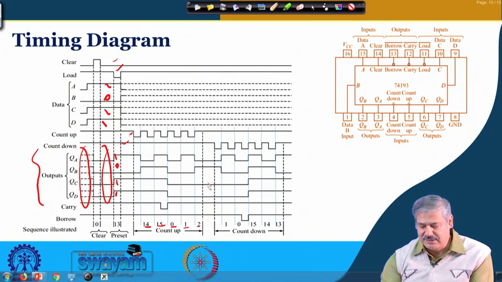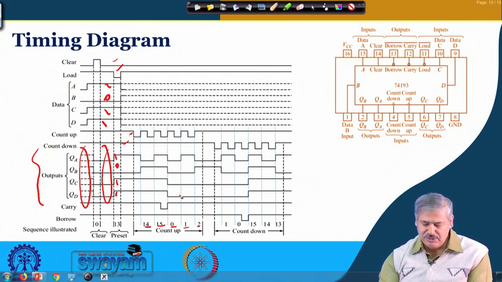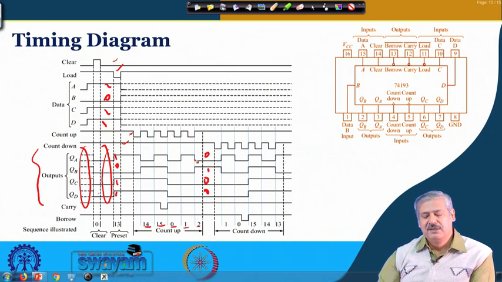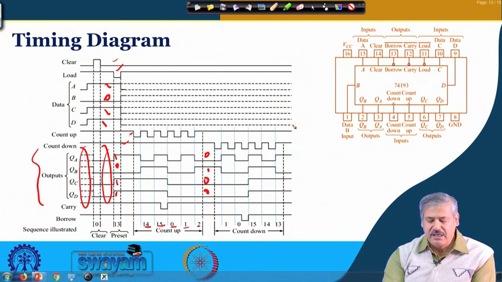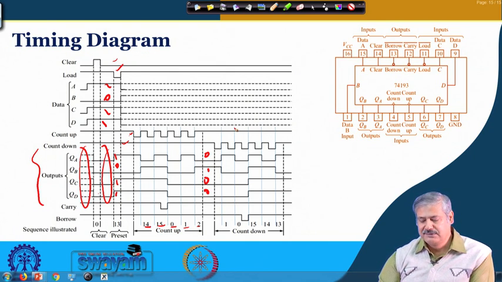So, it is remaining at that particular value. Okay. So, what you can see here: 0, 0, 0, 1, 0, that is 2. Then what happens? Count up remains at high and countdown starts clocking. Okay. So, at its positive edge, what will happen? From 2 it will go to 1, then 0, then 15, then 14, then 13. So, that is how it works.